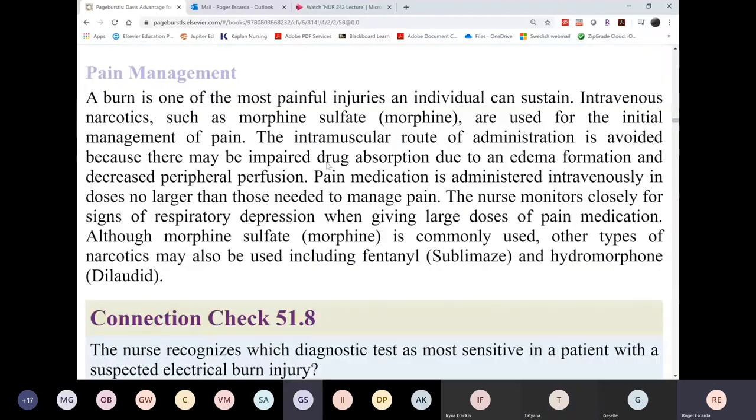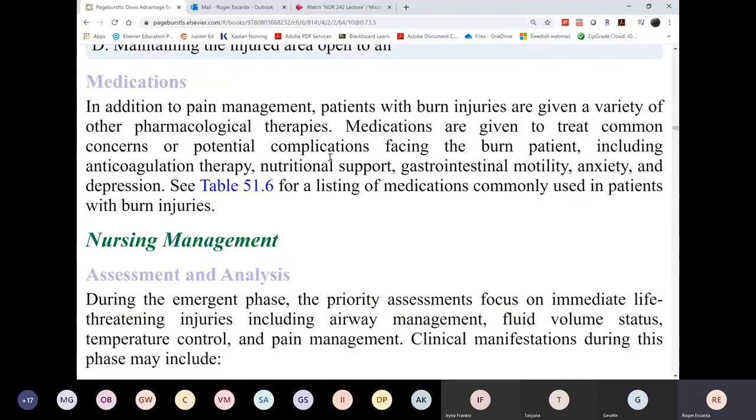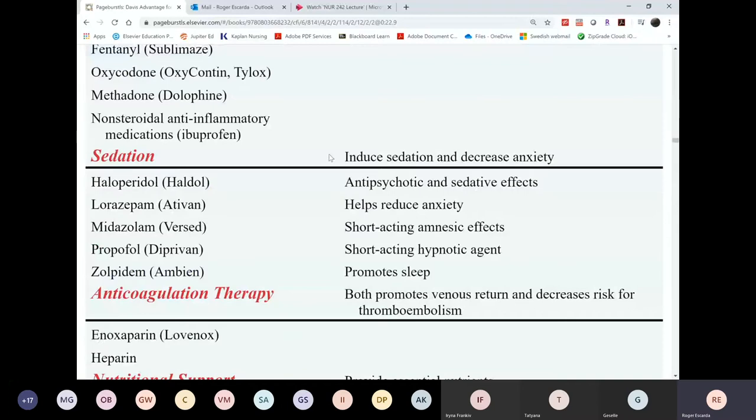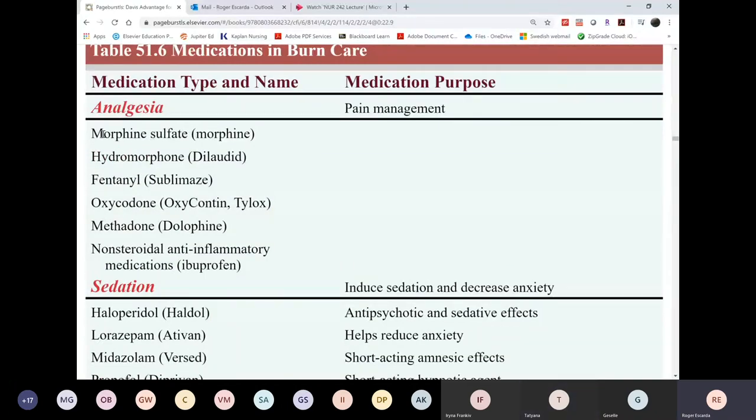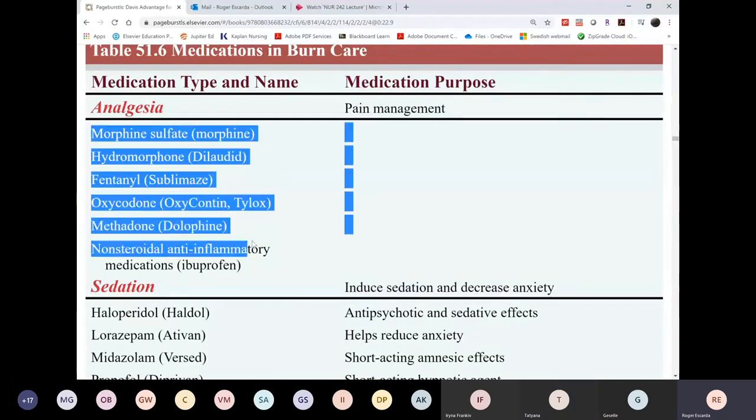Pain management, of course, begins in the emergent phase. Please don't forget pain, especially if the patient's already intubated, because they can't say that they're in pain, but we assume they're in severe pain. Alrighty, so let's proceed. Look at your pain medication. Do you see anything PO there?